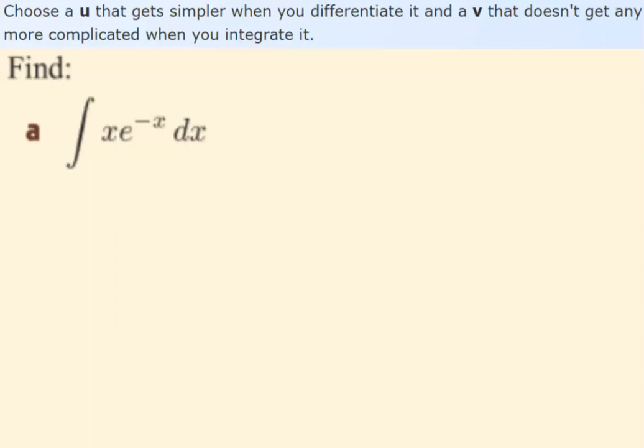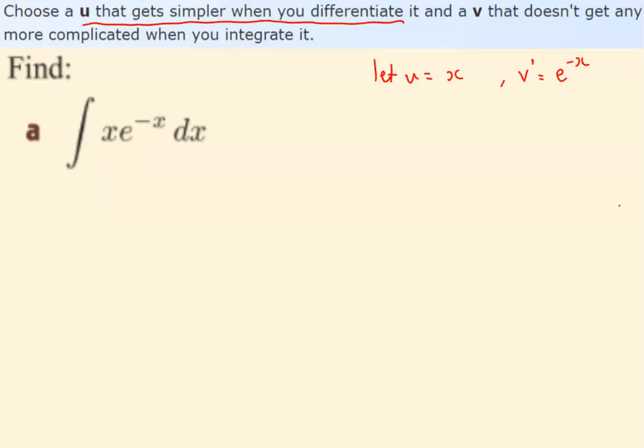First example. A note at the top here: which one do you let u equal? Often you'll choose u as the term that becomes simpler when you differentiate. Given these two terms, if I let u equal x, differentiating gives 1, which is simpler. If I let u equal e to the minus x, differentiating gives minus e to the minus x, which is not any simpler. So we're going to let u equal x in this case.